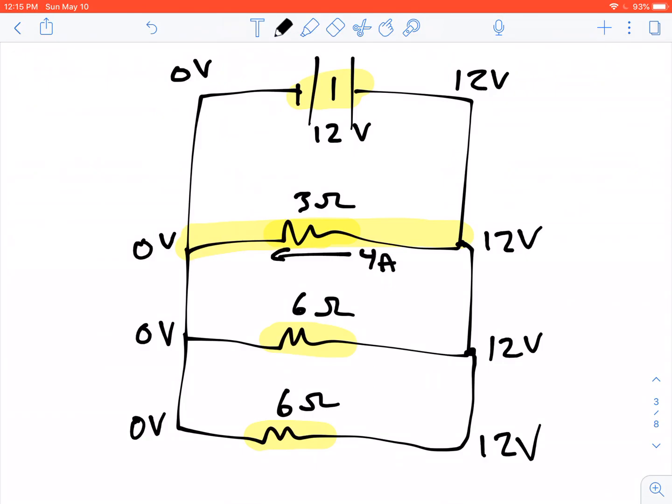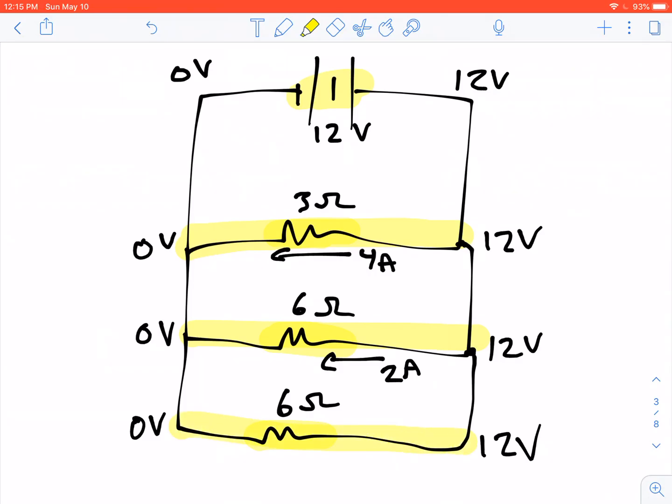We can then go to the next one, and we can say, this guy over here, we've got 12 volts of potential difference, the same as in the other resistor, but this guy's got a 6 ohm resistance. So that tells us that there's going to be a current going this way of 2 amps across that resistor. Then we can go down to the third one and say, this guy also has 12 volts potential difference.